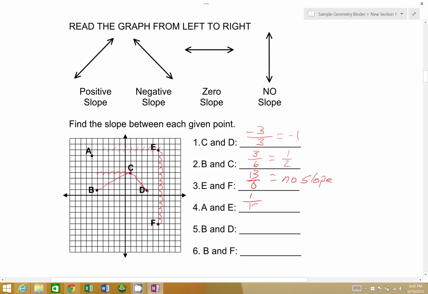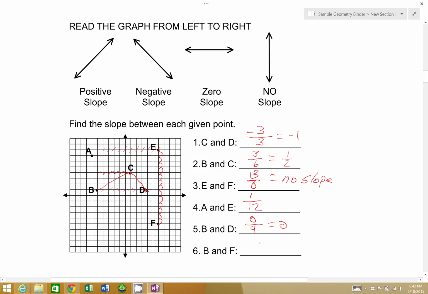I have a 1 over 12 slope. Rise 1, run 12. It's positive. It is not a steep slope, it's a very flat slope. Between B and D, I have 0 rise, and I have a run of 1, 2, 3, 4, 5, 6, 7, 8, 9. That reduces to 0, so I have a 0 slope solution. That's basically a straight line.